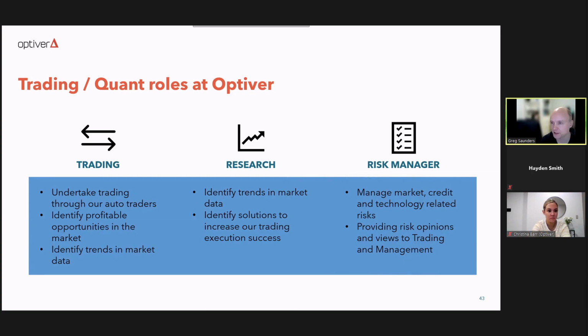We have researchers whose job it is to make our systems better, identify opportunities in the market, help us better our solutions, and risk managers who help us manage our risk, which is, of course, a huge deal for a market maker like Optiver. We do take on a fair amount of risk in the trading that we do, and so we need to make sure that we keep that risk within limits so that we don't cause any disasters.